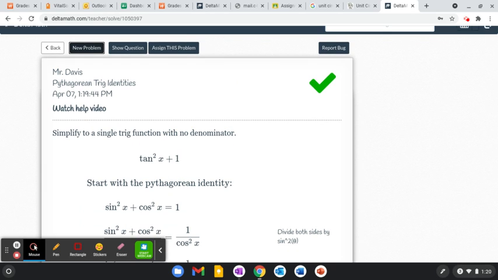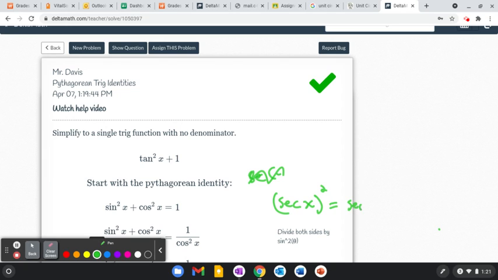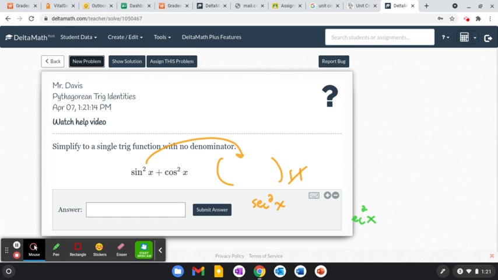And just a note, remember when we type in trig functions, instead of writing secant of x squared, we don't actually write it that way. We write it as secant squared x. So you just hit the little up arrow and put it up there. So just a note there. All right, let's go try another one.